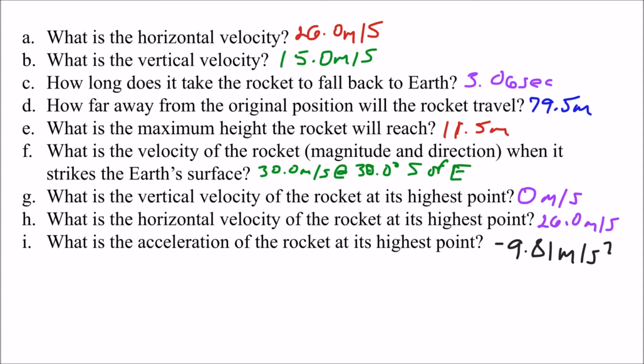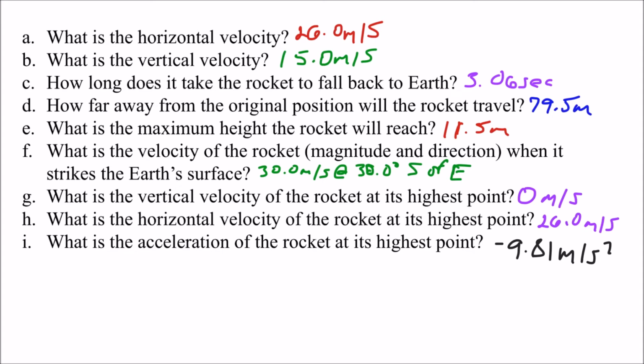Okay, so that is all of the different questions that I could ask you. There are more, of course. I could ask you, how far away was the rocket from its original position at its highest point? That means we want delta x for the rocket when it's at its peak. So I could have you go figure out what that is.